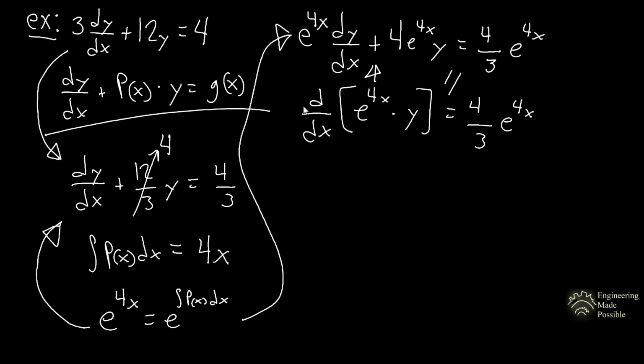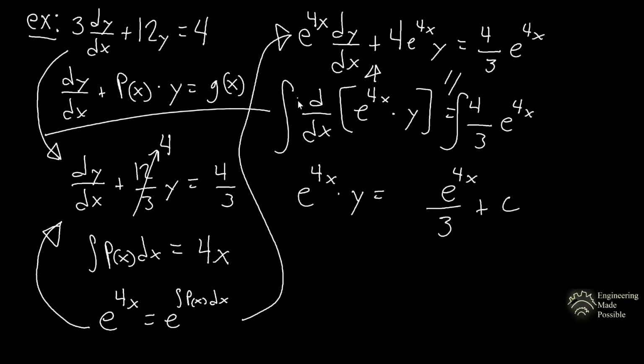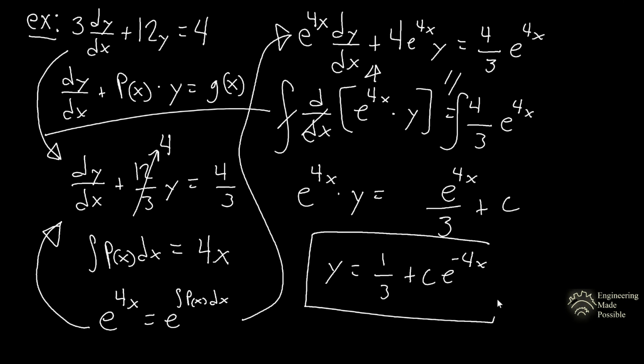So from here, all you have to do is integrate both sides of the equation. Of course, the integral of a derivative basically just cancels out, and you're left with, on the left-hand side, e to the power 4x times y is equal to e to the 4x divided by 3 plus an arbitrary constant. Now you divide both sides of the equation by e to the 4x, and you get y is equal to 1/3 plus the arbitrary constant c times e to the negative 4x, and this is your solution to the differential equation.